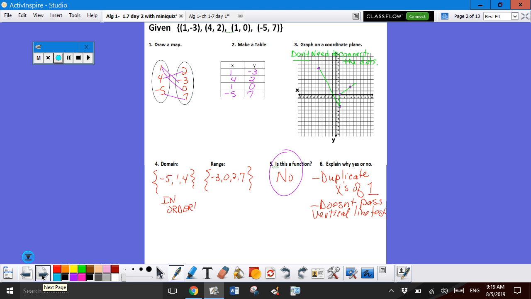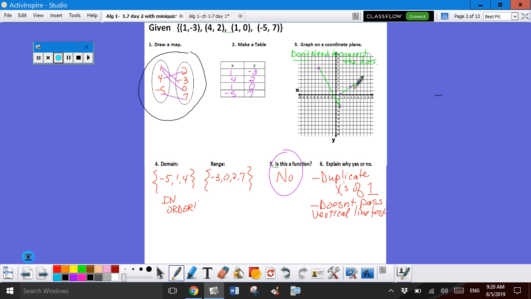Okay, so let's take a look at what your answers should have been on your concept check. If you take a look at our given, we have (1, -3), (4, 2), (1, 0), and (-5, 7). So obviously the table should have matching numbers. Here's a couple of things that you should have done. Number 1, no duplication. So there should not have been two 1s in the map. There should be 2 lines coming from the 1 to -3 and 1 to 0. If you drew duplication there with two 1s, you're going to lose a point or two.